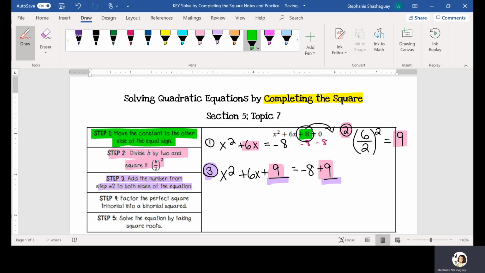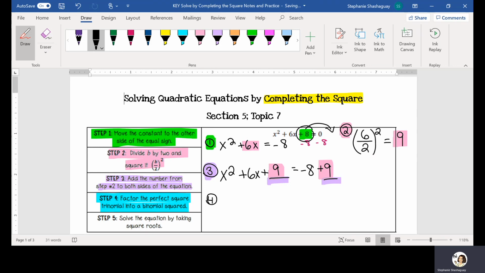Now for step 4. I'm going to factor the perfect square trinomial into a binomial squared. So what we did in step 3 is we made the equation a perfect square trinomial. And we've talked about that a few times in our notes, and you also talked about perfect square trinomials in your Algebra Nation homework. So if you have not done your homework for last week or this week, you might be slightly confused because you're only hearing me talk about it but not seeing what it actually is. So we need to factor the perfect square trinomial into a binomial squared.